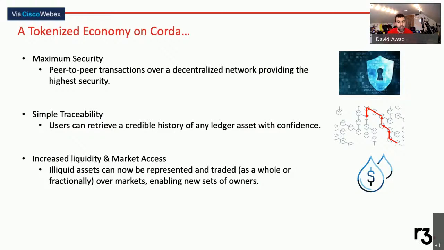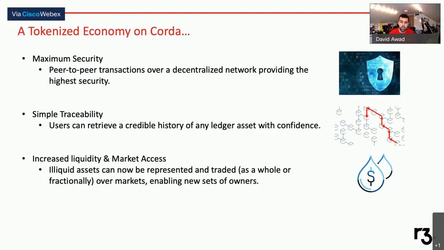And, lastly, you get the increased liquidity and market access, right? Illiquid assets can now be represented digitally and traded as a whole or fractionally over markets, which enables new sets of owners. As a good example, maybe if some of you have seen a recent trend with brokerage firms allowing you to purchase fractional shares. You can, for $1, own a piece of Berkshire Hathaway, and the dividend is also fungible. It gets split up to all of the owners as a proportion to the actual amount of that stock that they own, which can be really fun.